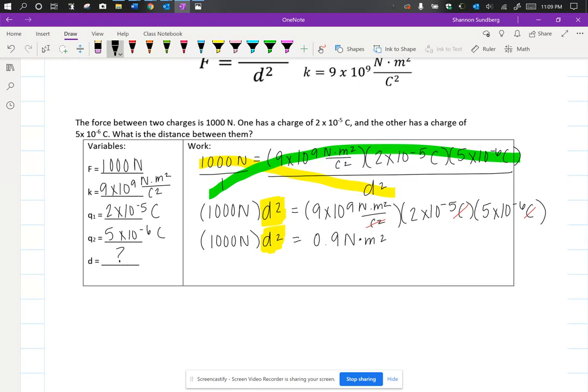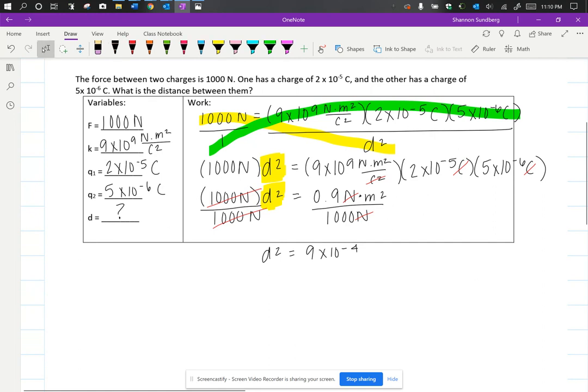So what you want to do is isolate that variable on the left, and the way to do that is to divide each side by 1,000 newtons. And that unit is going to cancel on the left, and these units are going to cancel on the right. And when you divide those numbers in your calculator, you're going to get 9 times 10 to the negative fourth. So let's copy down our distance squared here. 9 times 10 to the negative fourth. And then you'll notice the only unit you have left there is meters squared.